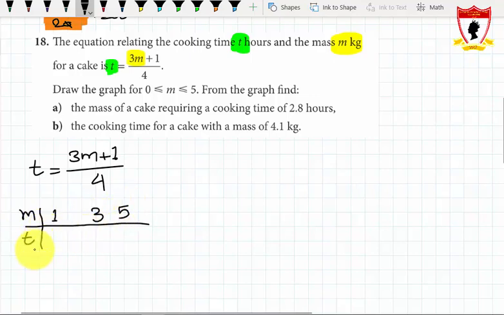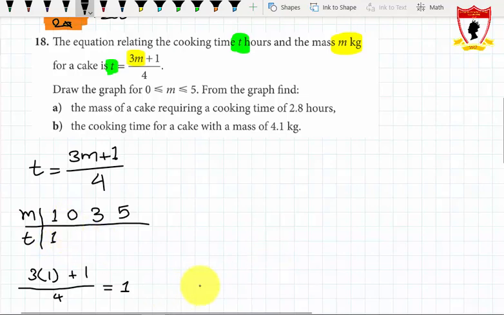Let's work out the value for t. Even 0 is fine. You are free to pick whatever you like here. Then let's work out the value of t for each of these numbers separately. When m is equal to 1, we have 3 times 1 plus 1 over 4. 3 times 1 is 3, plus 1 is 4. 4 over 4 is equal to 1. So when m is equal to 1, t is also equal to 1.